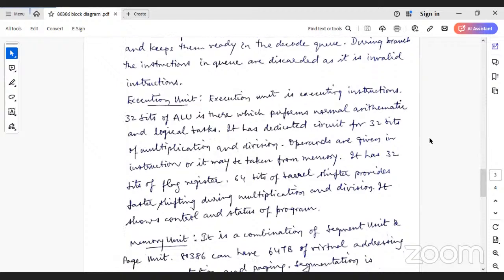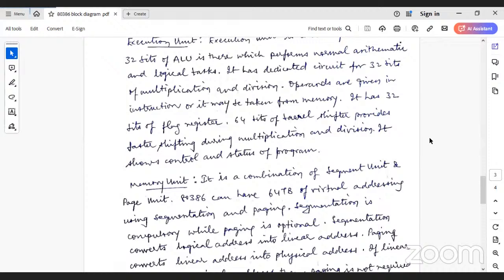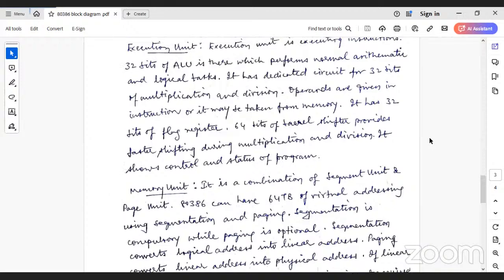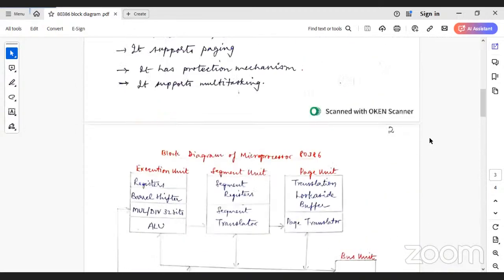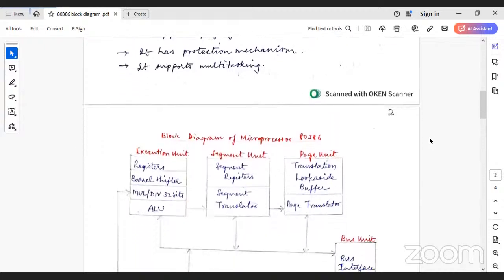Now, next one is your memory unit. As I said earlier, because of the memory segmentation which is taking place, it has 2 blocks there, the segment unit and the paging unit. The segment unit has its segment registers and segment translators, and the page unit has the translation lookaside buffer and page translator.